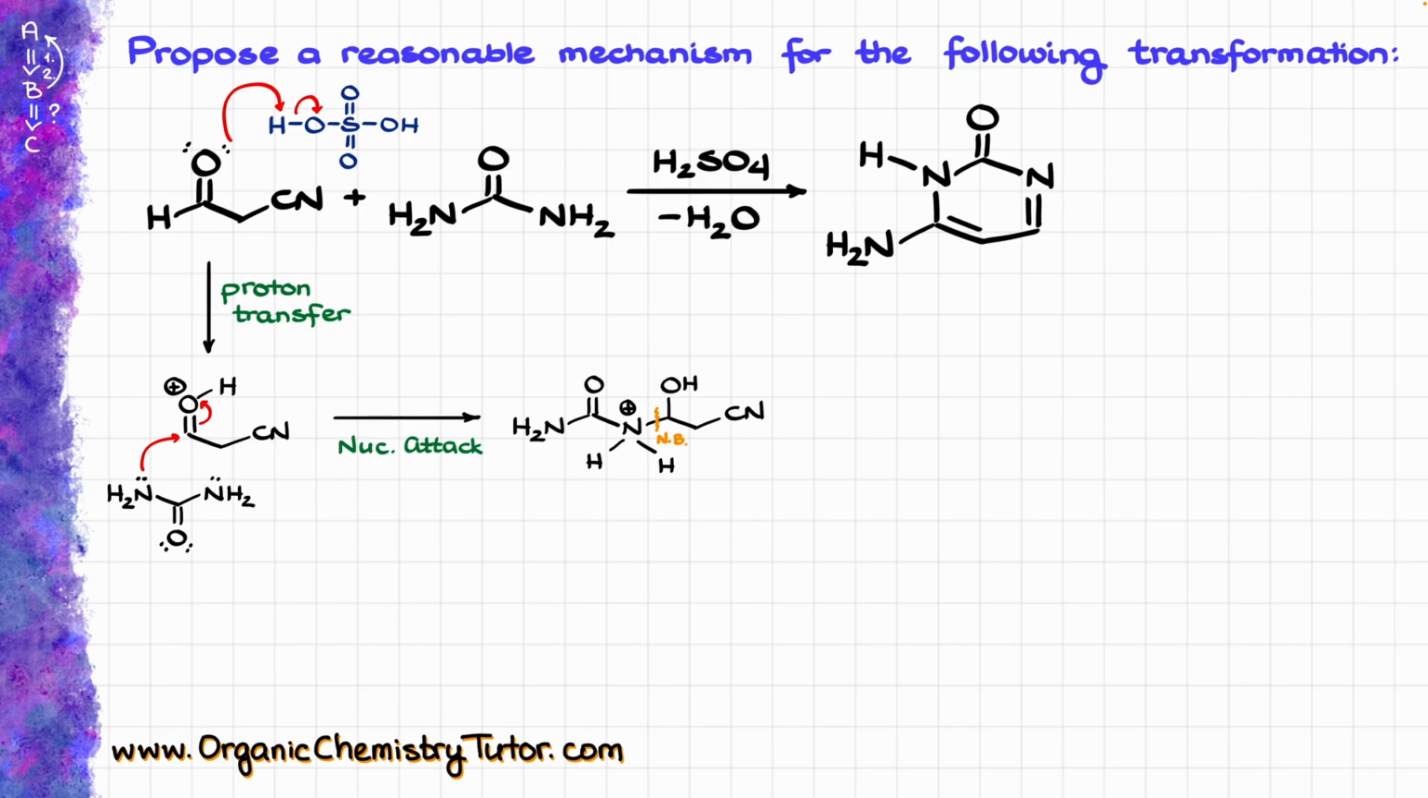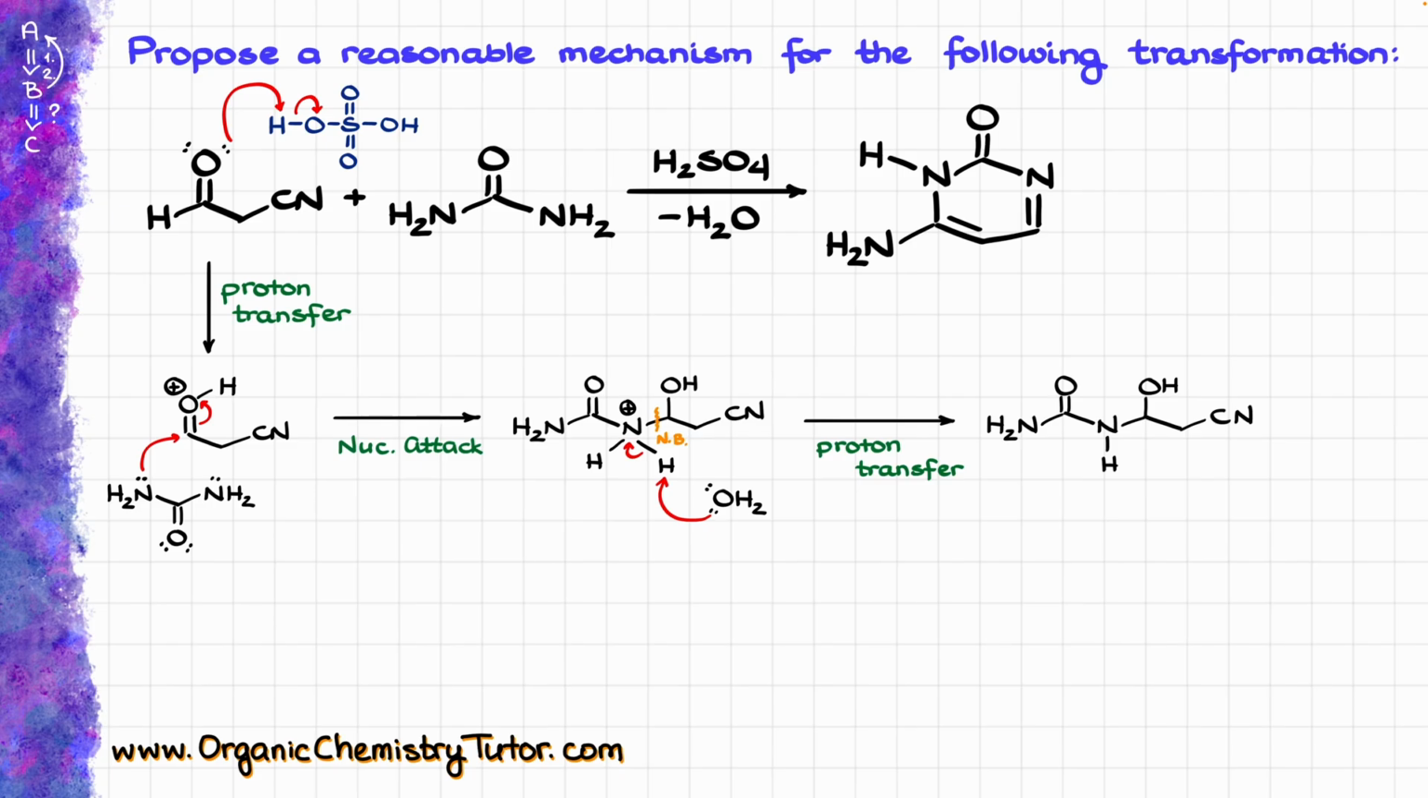Now from this point we are going to have a couple more proton transfers, so I'm going to bring water. Essentially it doesn't really matter what we're going to be using here as the conjugate base to deprotonate our nitrogen, but since we are working in aqueous conditions, water is a reasonable choice here. So I'm going to show here that my water comes in, pulls that proton off, and as a result I'm going to get the following intermediate.